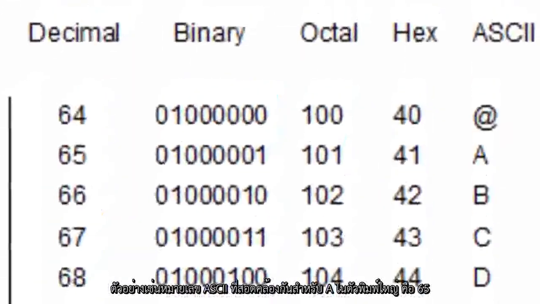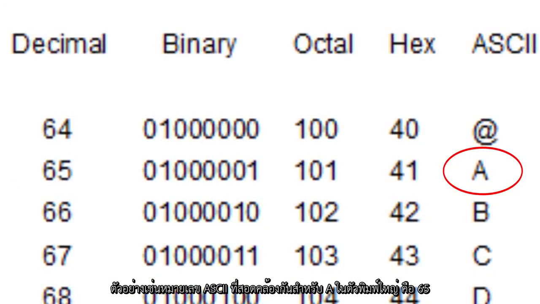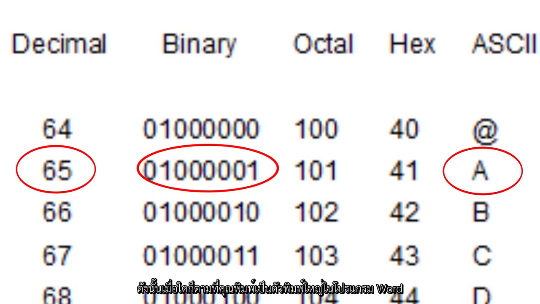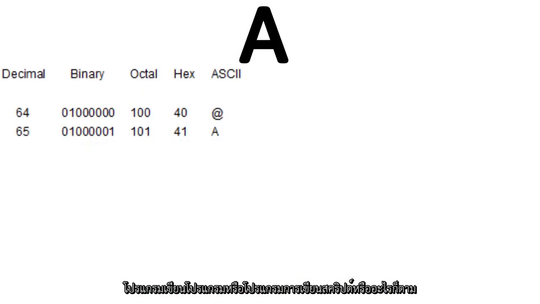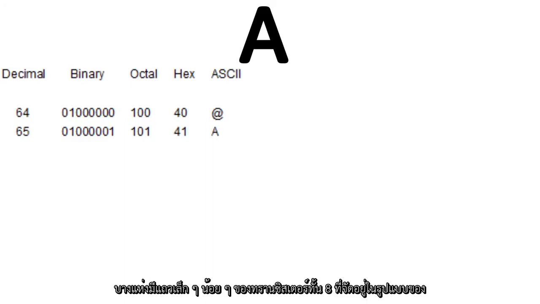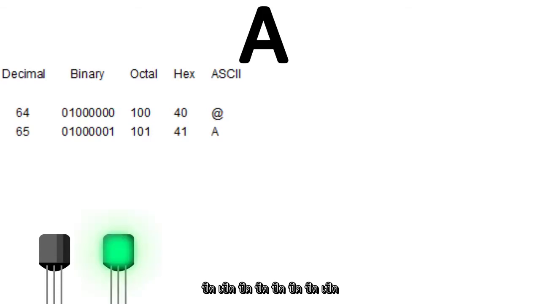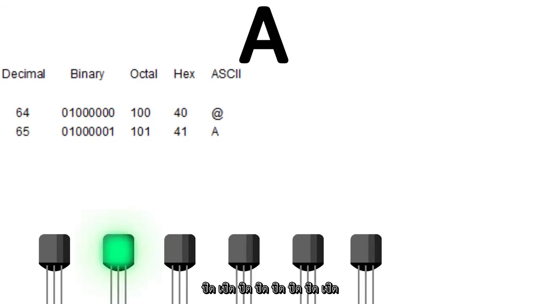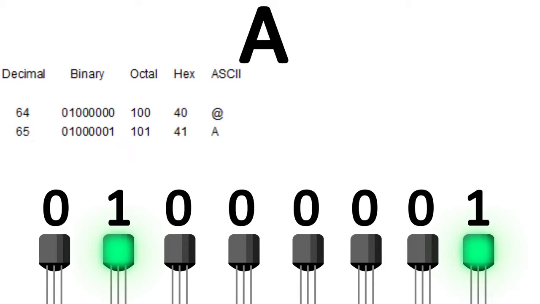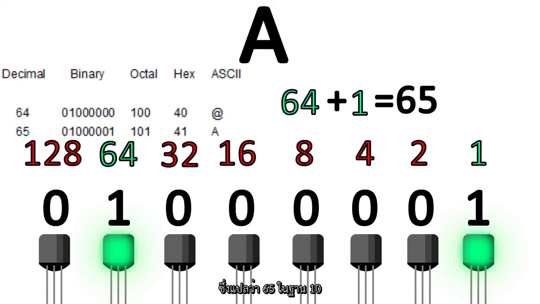For example, the corresponding ASCII number for an uppercase A is 65. Now 65 in base 10 is equal to 1,000,001 in binary. So whenever you type in an uppercase A in a word program, a coding program, or a scripting program or whatever, somewhere there's a little tiny row of 8 transistors arranged in the pattern of off, on, off, off, off, off, off, on, which represents 0, 1, 0, 0, 0, 0, 0, 1 in binary, which is interpreted as 65 in base 10, which is converted by ASCII into an uppercase A.